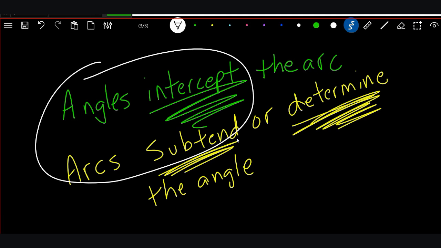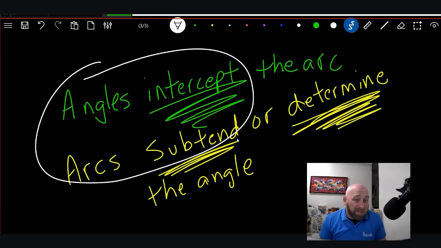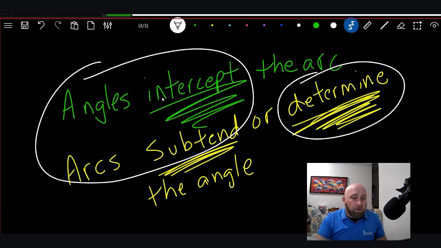You will need to know that for questions in the book, for tests and quizzes, and just for when I'm talking. I'm going to use the word subtend and the word intercept, and you're going to have to figure out what that means. When you hear the word intercept, you're focused on the angle limiting the arc. When you hear the word subtend, you're thinking the arc is defining the angle. So angles define arcs. That's called interception. Arcs determine the angle. That's called subtending, or determine. Sometimes you will hear the word determine with that too.